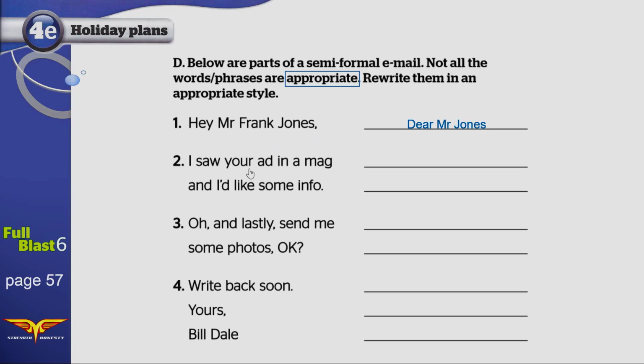2. I saw your ad in a mag. Okay, what's the problem here? You are using reductions. Ad for advertisement, mag for magazine. It is not okay to write this to someone you don't know. You can write this to a friend. We will make it, I saw your advertisement in a magazine, and I would like some information. So no contractions, no reductions. Not I'd like some, no, I would like some.